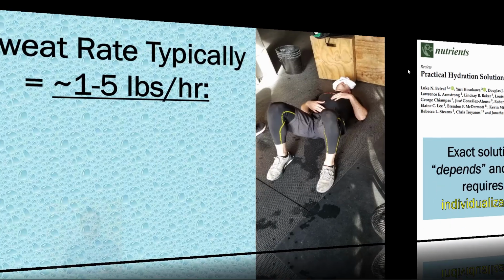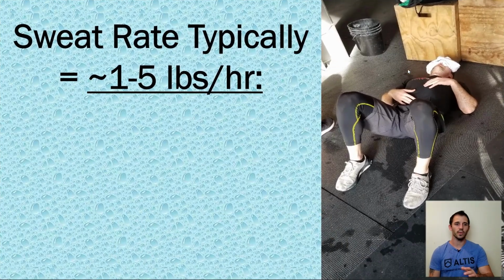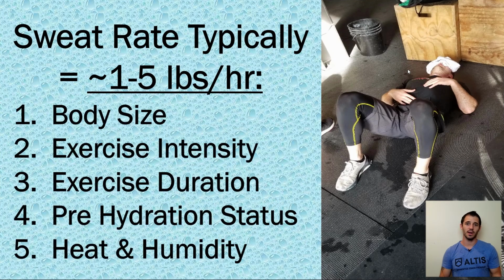So, as I was mentioning, some typical sweat rates are between 1 to 5 pounds per hour or so. And that depends on body size, exercise intensity, duration, your prehydration status. In other words, if you start off dehydrated, you don't sweat as much. If you're overhydrated, you'll sweat more. And the heat and humidity. These are the 5 big categories that I pay attention to. And I will just scale up or down depending on how these things are modified once I know the baseline or normal sweat rate of the individuals.